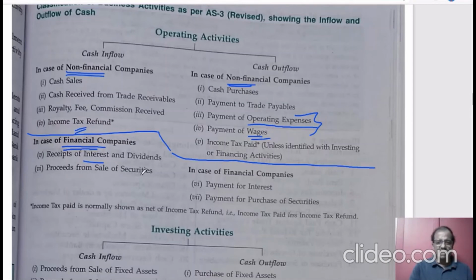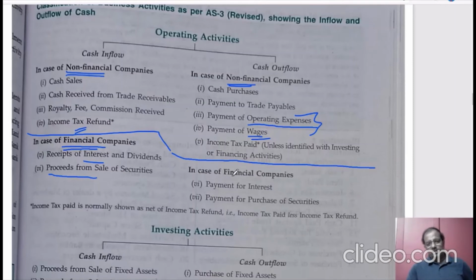Proceeds from sale of security, because the prime nature itself is to deal with financial instruments. If we get any sale proceeds and get any cash inflow due to the sale of security, that is the operating cash inflow of a financial company. Okay.